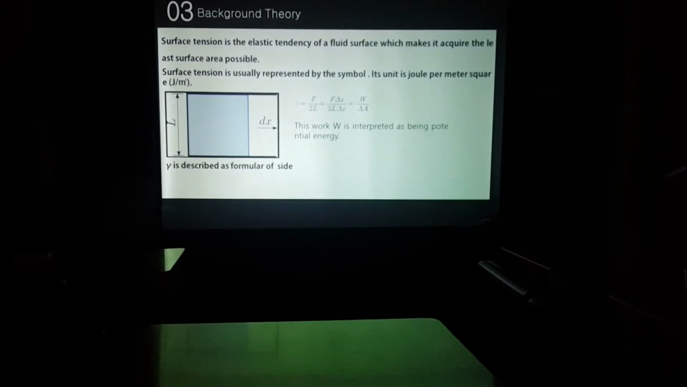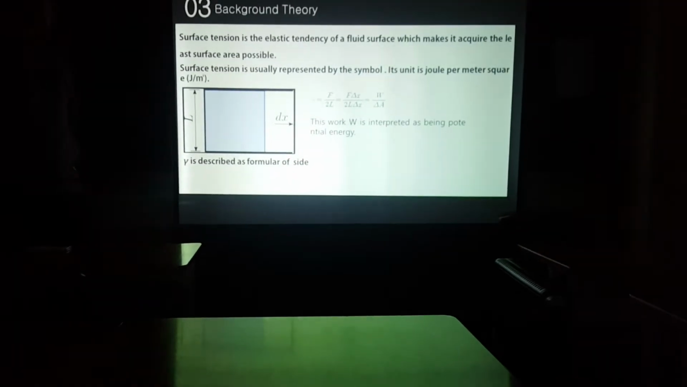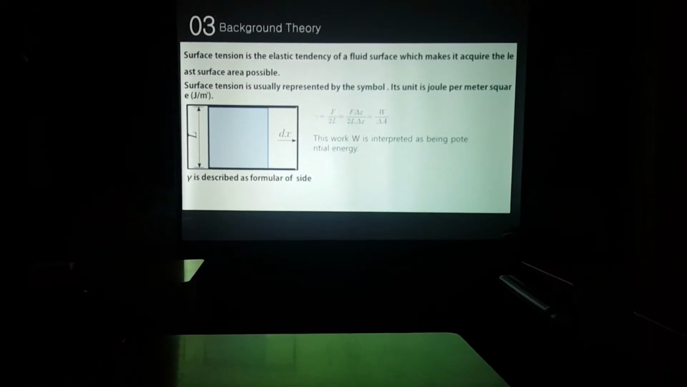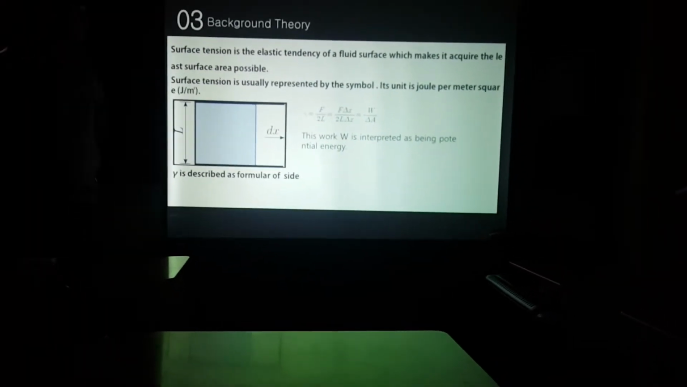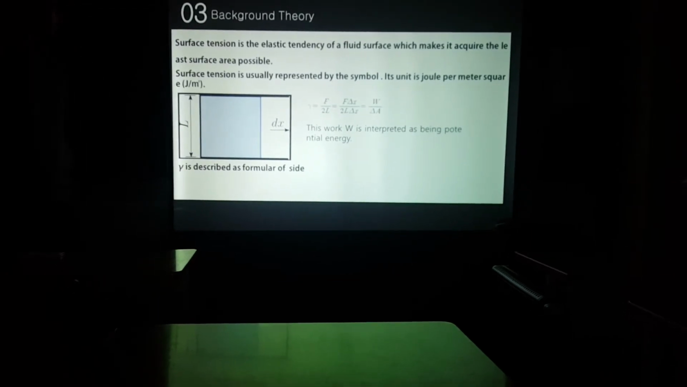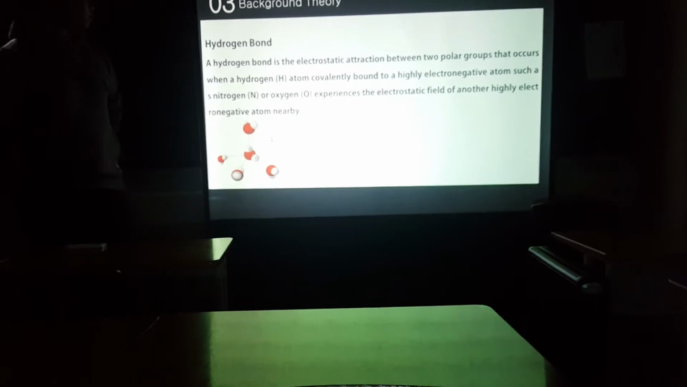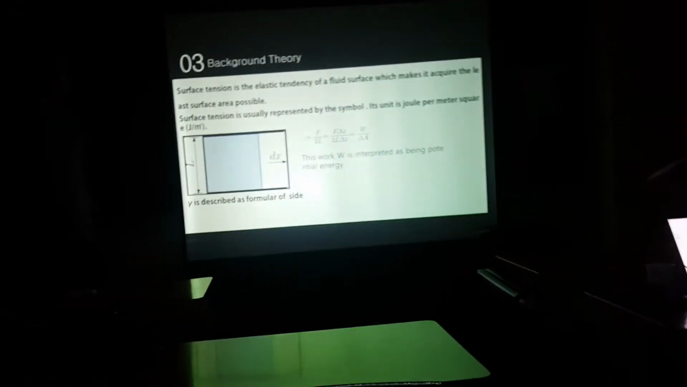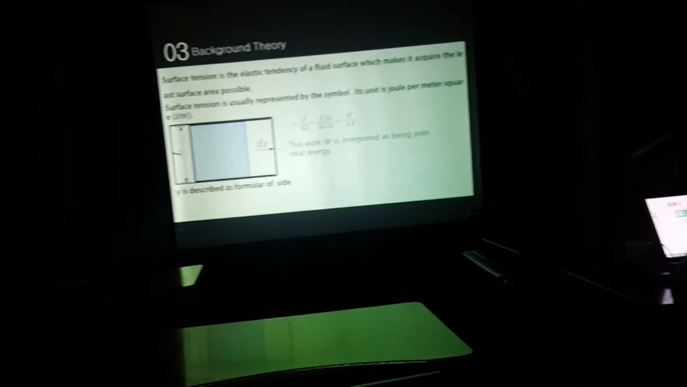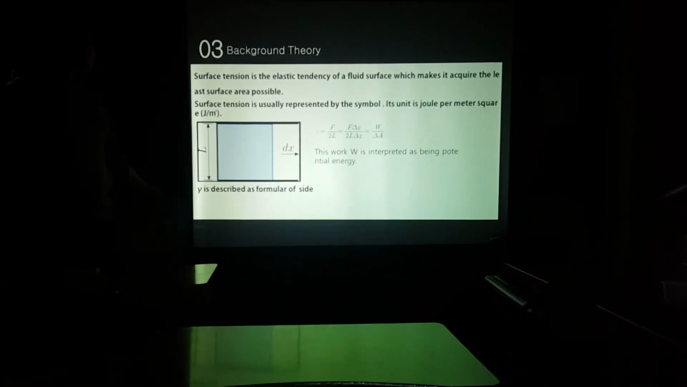So background theory, first is the surface tension. Surface tension is the elastic tendency of the fluid surface which makes the required glass surface area possible. Surface tension is usually represented by the symbol gamma. Its unit is joule per meter squared. So this is the formula of gamma which represents the force of surface tension.